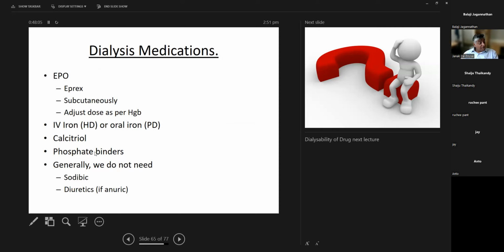We'll try and lower phosphate and correct secondary hyperparathyroidism such that the PTH is between 10 and 30 using phosphate binders and calcitriol. When you start dialysis though, we typically don't use as aggressive diuretics, and we typically stop correction of metabolic acidosis because dialysis will hopefully replace those functions.